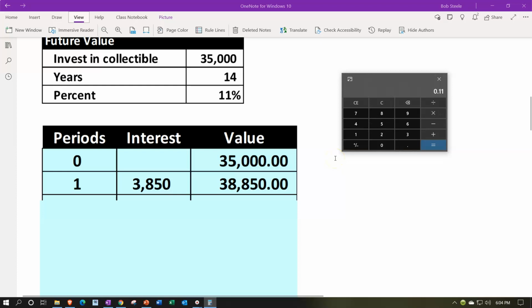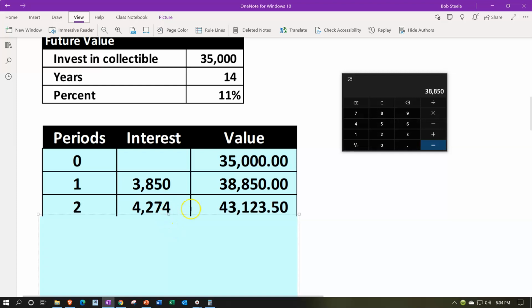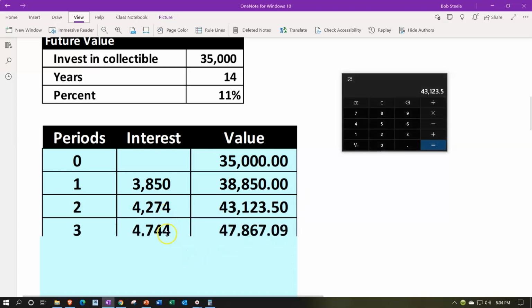35,000 times 0.11, that's going to be the 3,850. If I add that to the original 35,000, we're at the 38,850. Then if we take that 38,850, we multiply it once again times the 0.11 for the second period. Now compounding on it, we now have the 4,274 about. Taking that and adding it to where we stood before that, which is the 38,850, we're at the 43,123.